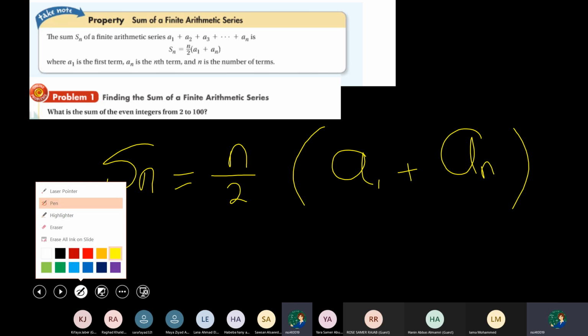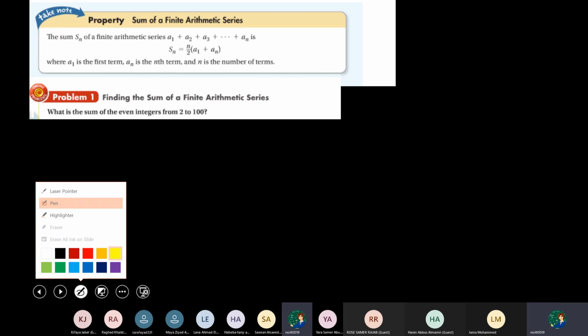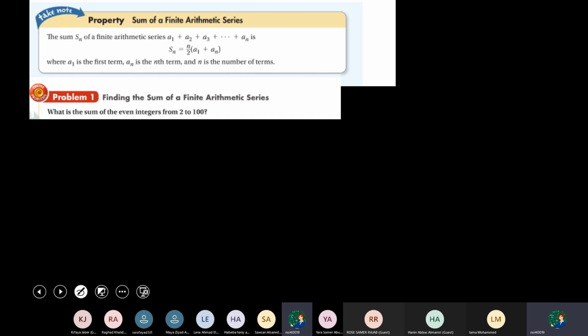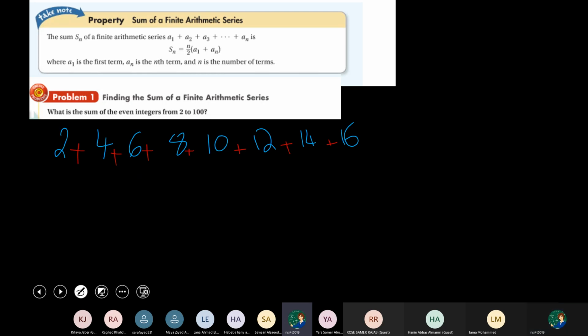Now let's have an example here. Is it true that this is the formula? Give me the answer. If I add them, let's see. Let's have another example here: 2, 4, 6, 8, 10, 12, 14, and 16. Look at these numbers. If I want to make them a series, I just add the plus sign. Now, what is the summation of all of these numbers? I want to add them.